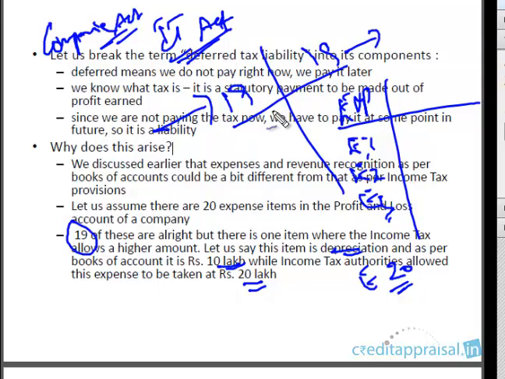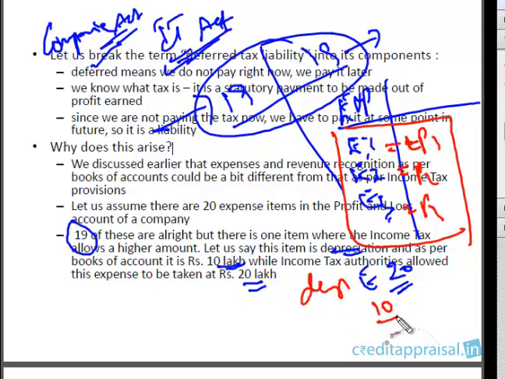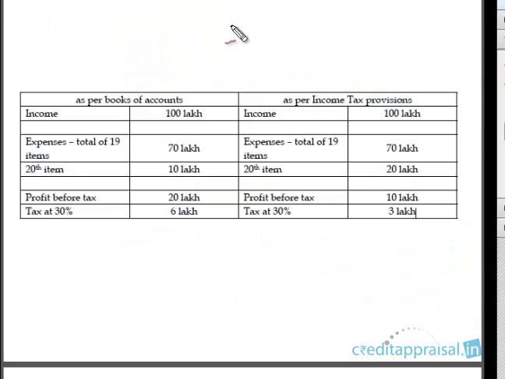In this example, there is no difference in respect of 19 items. Only in one item is there a difference between the Companies Act and the IT Act, and that is depreciation. So let us assume that for 19 expenses, they are exactly the same, except for one expense, depreciation. Here we arrive at one amount, say 10 lakhs, as per the Companies Act, whereas as per the Income Tax Act it is 20 lakhs. So let us see what effect this is going to have. If you see here, this is as per the books of accounts, right?